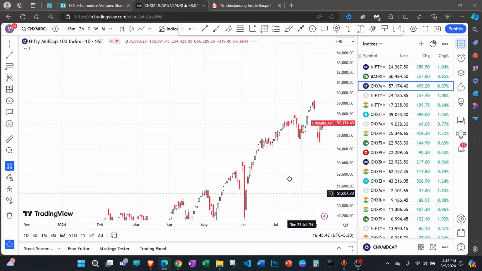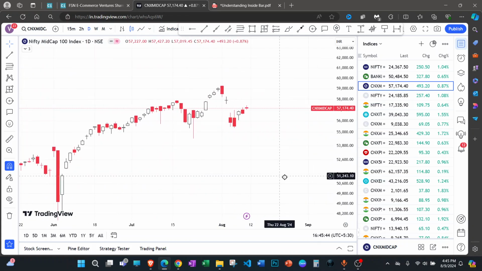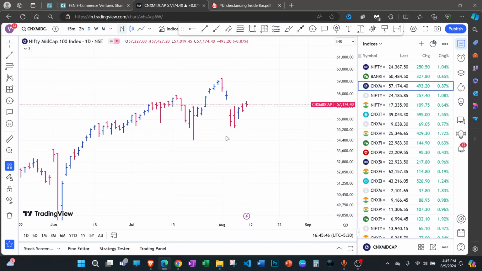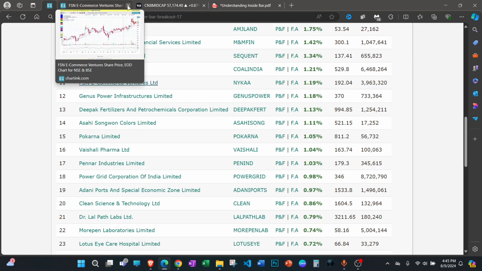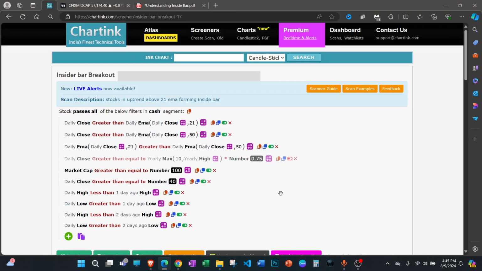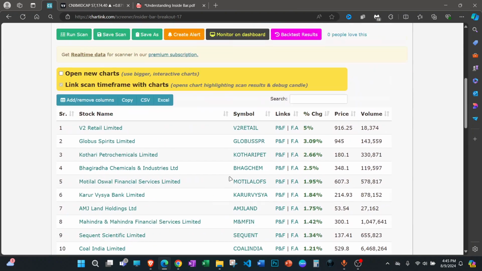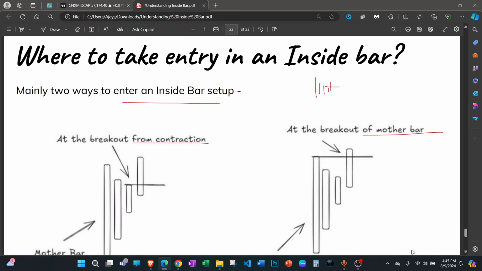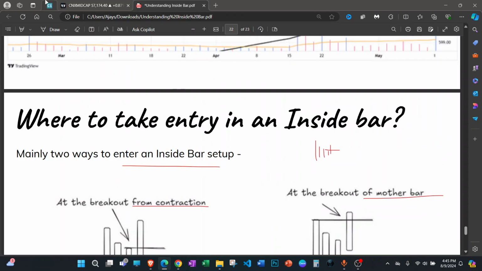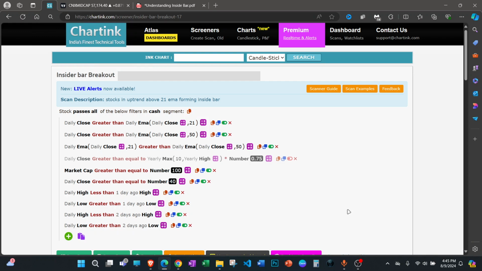So this is the inside bar as a reversal. You can use this as a reversal kind of structure. This is the scanner that I've been using for spotting inside bars. I'll give the link in the description and you guys can go through it. So that was it for today's video. This is what understanding the inside bar is, and this is how you can use it for your trading.